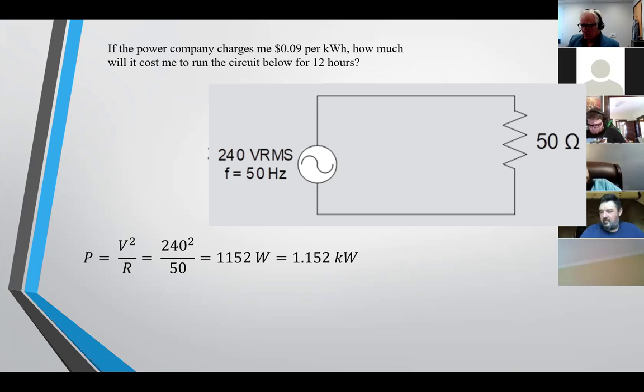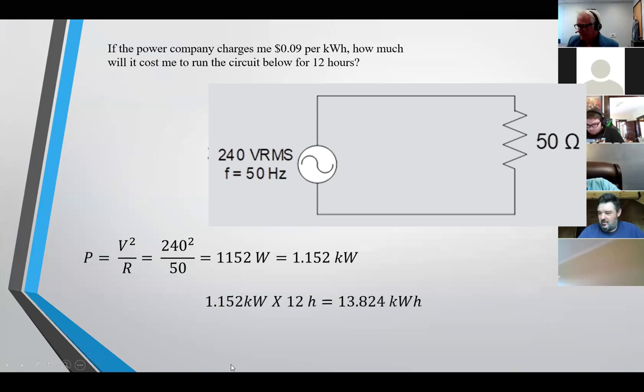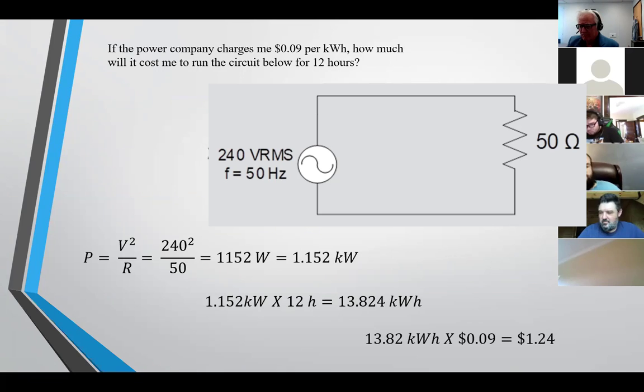It gives me 1,152 watts, or 1.15 kilowatts. Okay. And then times 12 to give you 12 hours. Okay, 824. And then times 0.09 cents. $1.24.